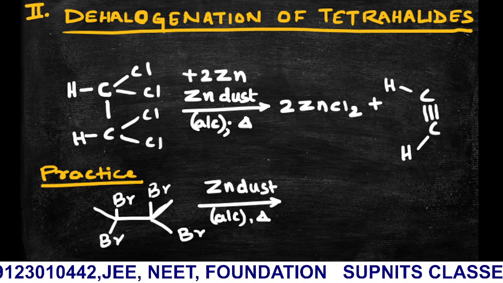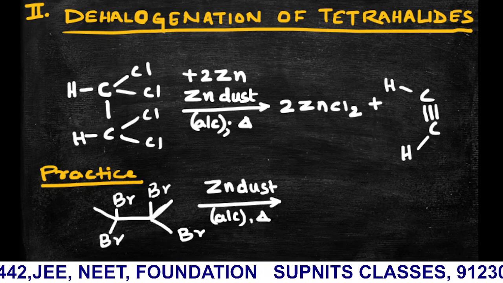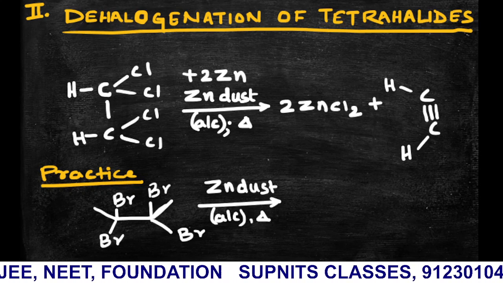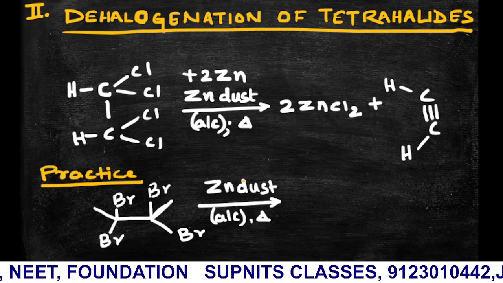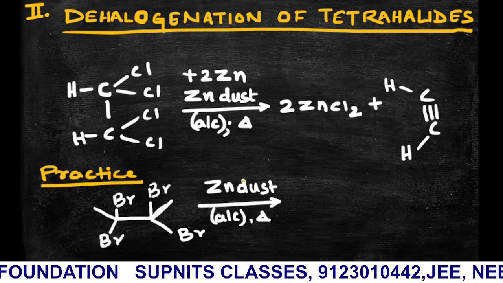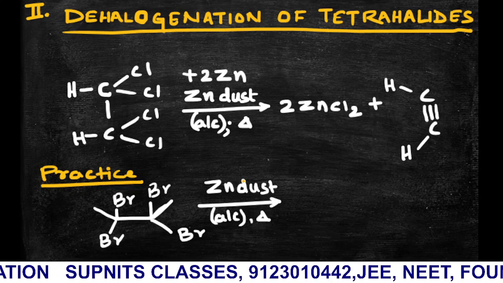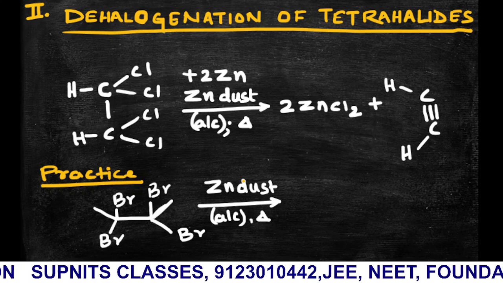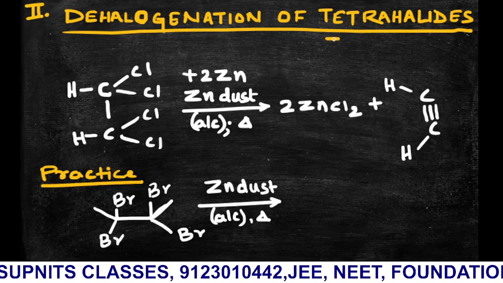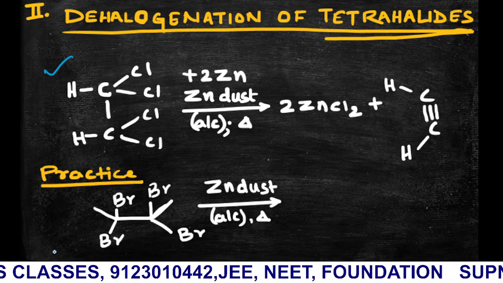I hope now we can go to our second method of preparation, and each and every one are in complete focus with me. Here we are going to do dehalogenation of tetrahalides, another very simple and important method for preparation of alkynes. So here you see, here it is tetrahalide. In this tetrahalide I have taken this one.